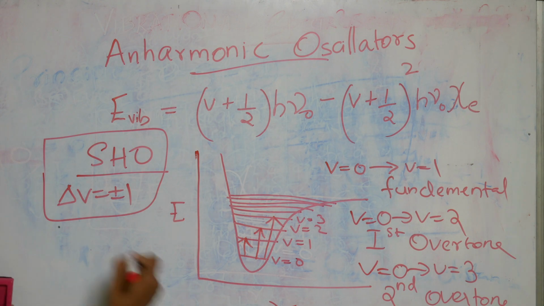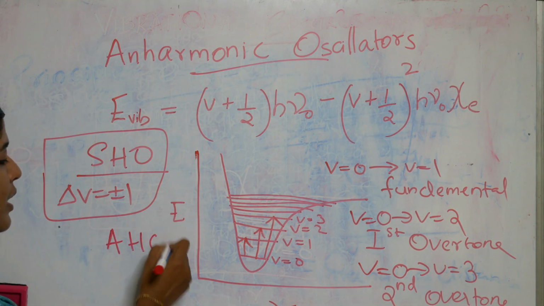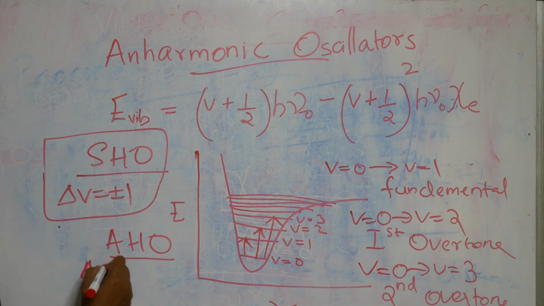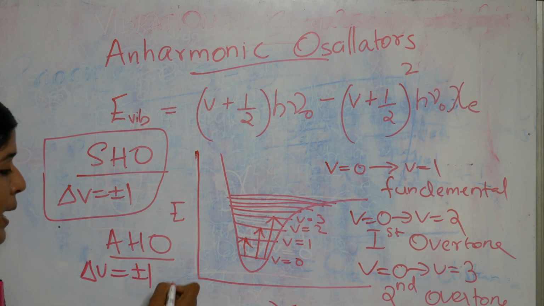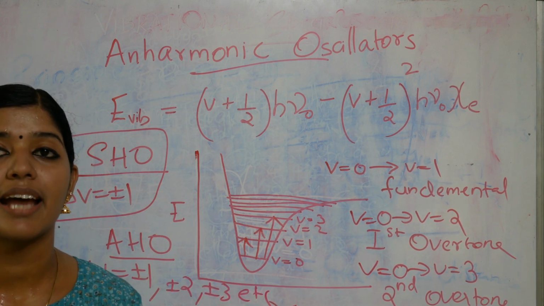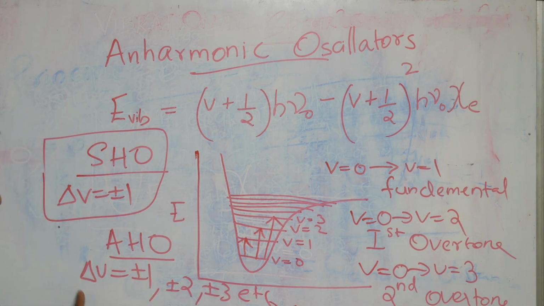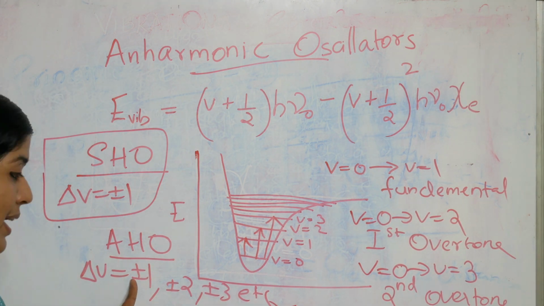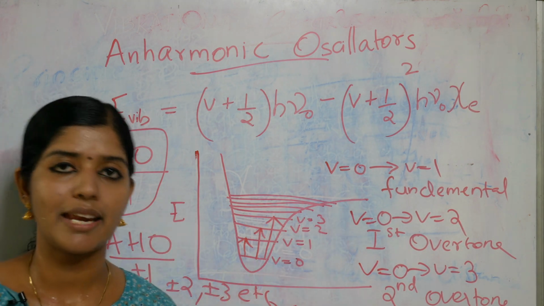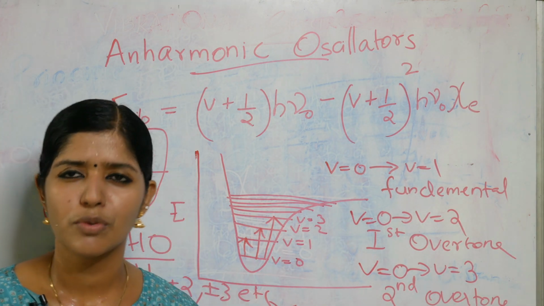And for an anharmonic oscillator, you will have the selection rule delta V equal to plus or minus 1, plus or minus 2, plus or minus 3, etc. So the selection rule for an anharmonic oscillator is delta V equal to plus or minus 1, plus or minus 2, plus or minus 3, etc. It can go up to n.